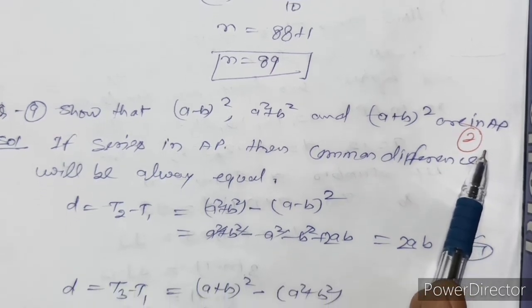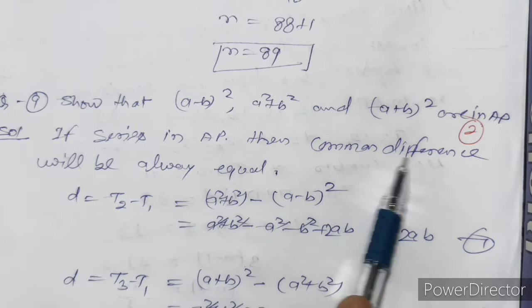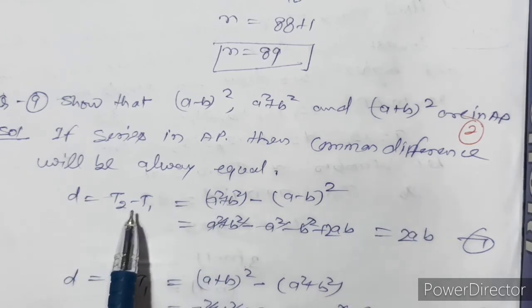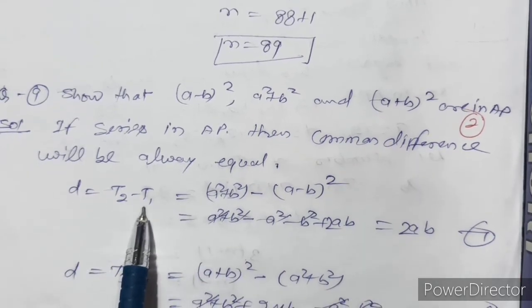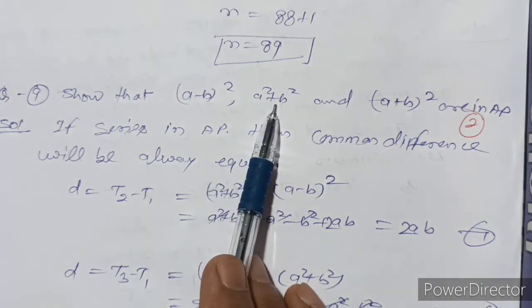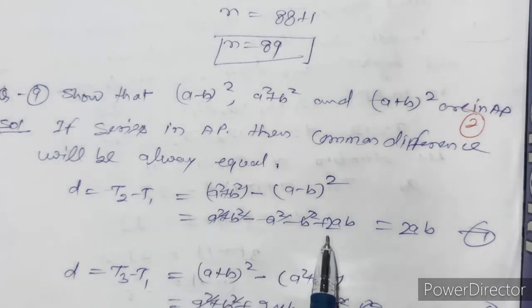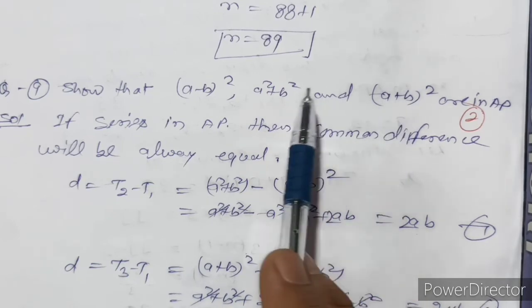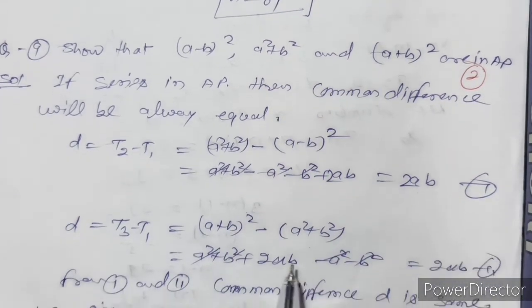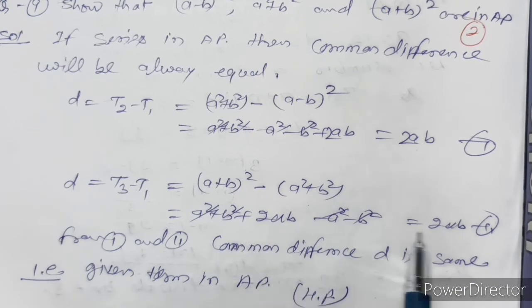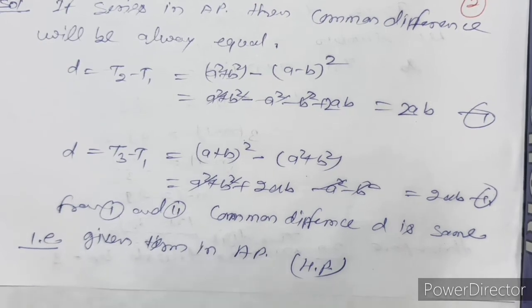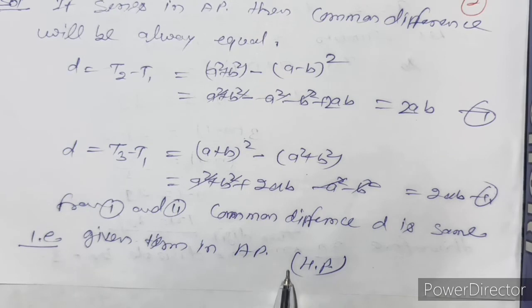So now we use the difference method. In the given series, the common difference: t2 minus t1. t2 is a square plus b square, minus (a minus b) whole square. Open the bracket and cancelling, then you get 2ab. Now again you check t3 minus t2, open the bracket and using the formulas, get 2ab. Both are the same. That means we can say the common difference of the first and second terms is the same. That means the given series is in AP, hence proved.